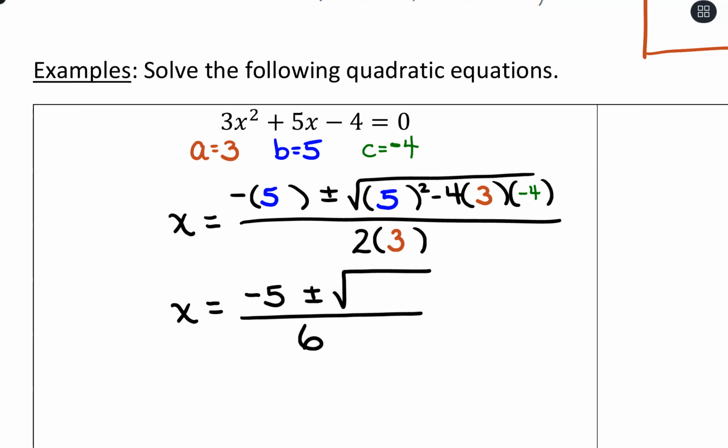Then what I'm going to do is simplify underneath the square root, which we can use a calculator to help us out here. I'm just going to grab my side calculator: 5 squared minus 4 times 3 times a negative 4. So that comes out to 73. And we're going to talk about simplifying radicals later on in the term. So at this point, we could just leave it like this. If it's a nice square root, we would take it, but this is going to stay like this.